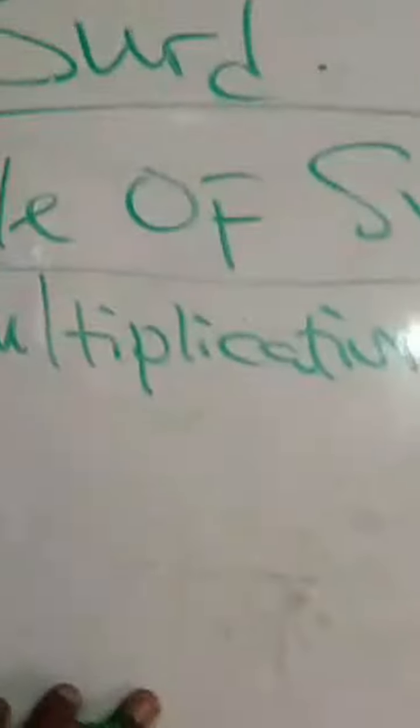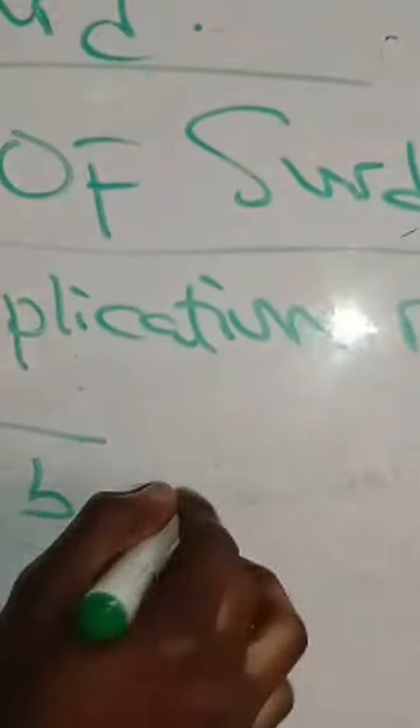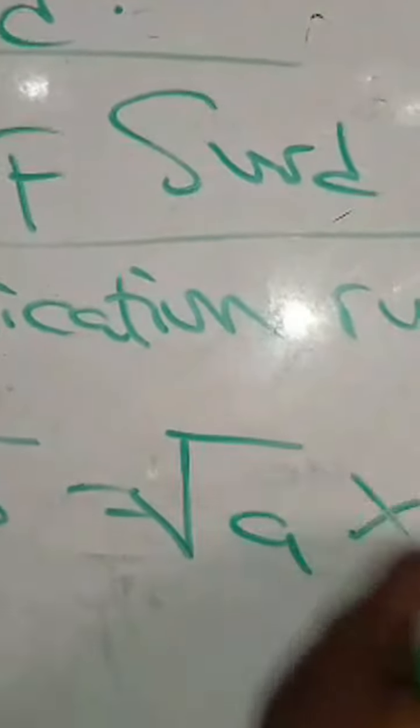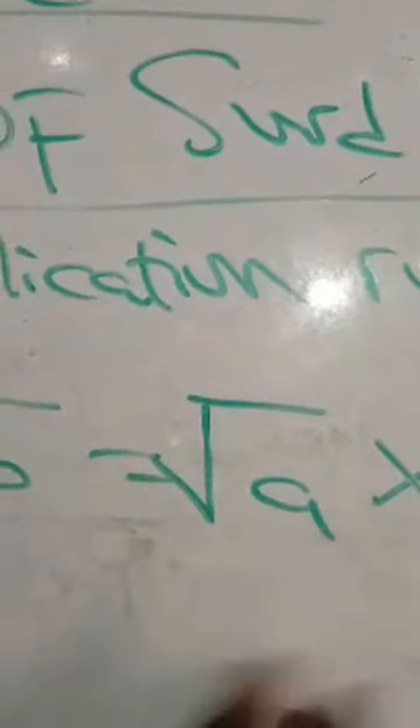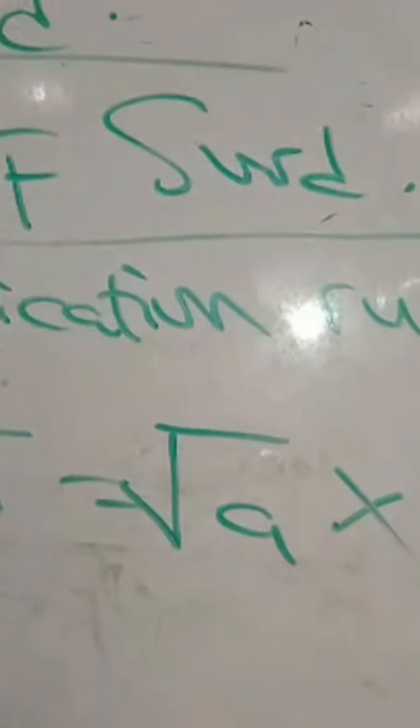Now, what does this law state? It states that whenever you are having roots, this is what we call root of a times b, which equals... So this root of a times b means that this root here is affecting both a and b. So it's now going to be root a times root b. So now this is the law.